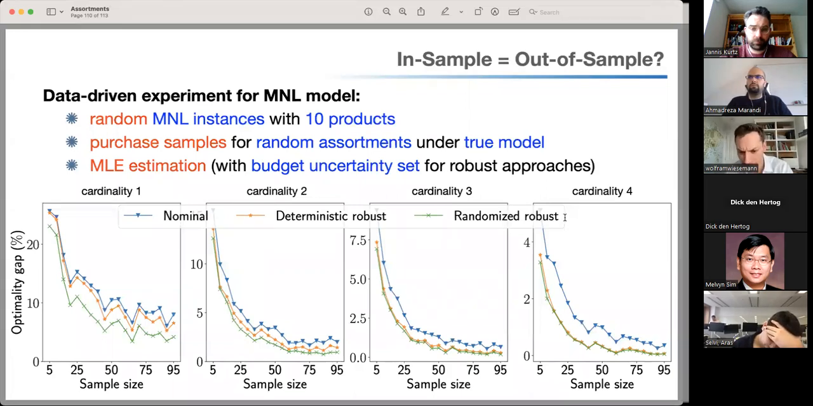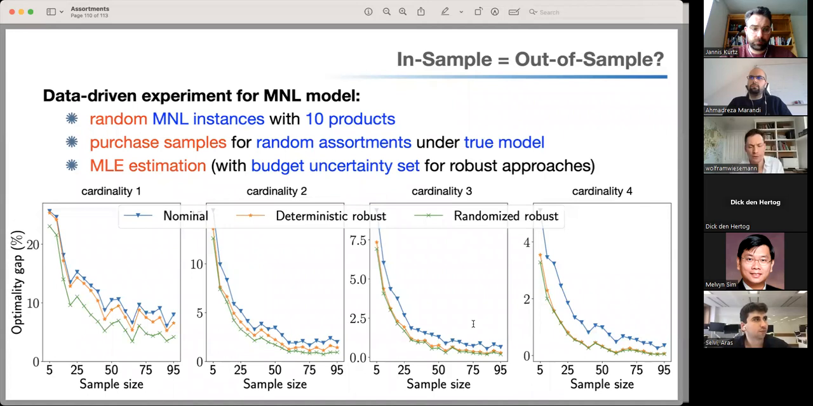And here's what we observe. First of all, the most obvious thing to observe is that as we have more training data, the performance of all three approaches improved. The optimality gap with respect to the clairvoyant solution always went down. That's reassuring, and that's of course also expected. The more data we have, the better we can estimate.